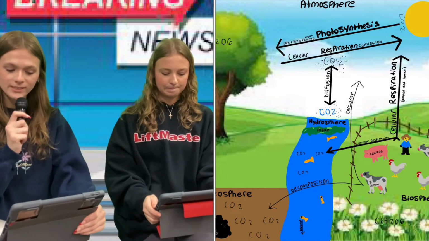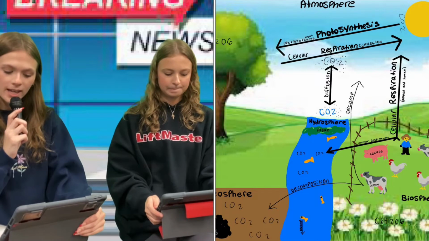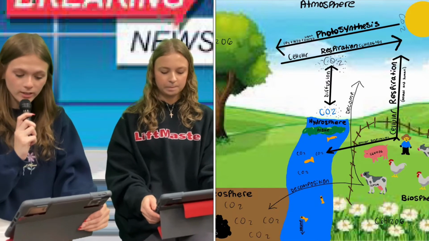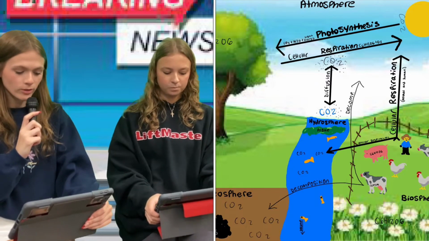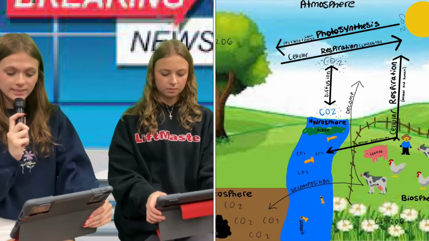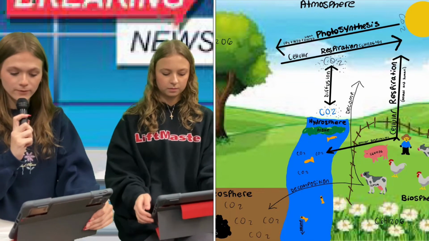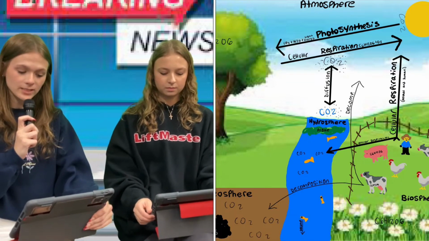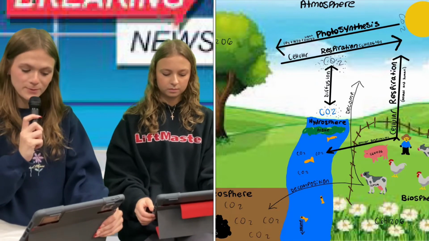Another natural process of the carbon cycle is diffusion. Gas particles are always moving. Carbon molecules move back and forth between the atmosphere and hydrosphere. CO2 enters the ocean by diffusing into the sea surfaces, and molecules diffuse back into the air.